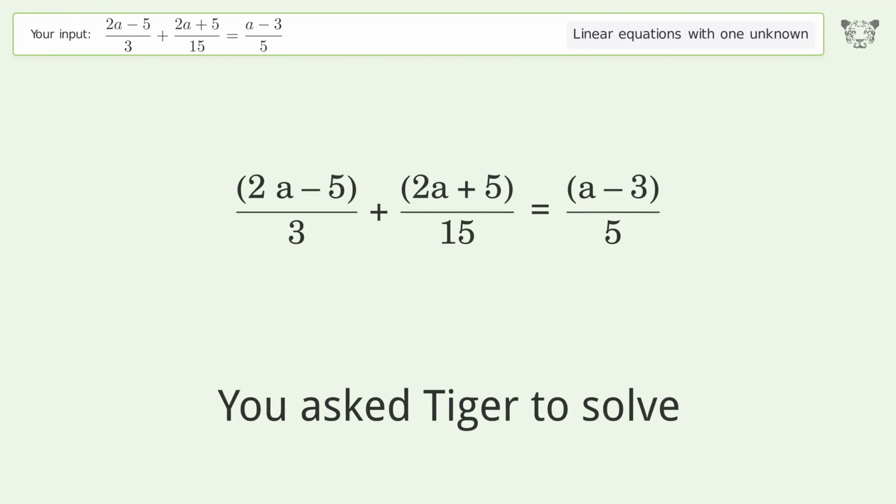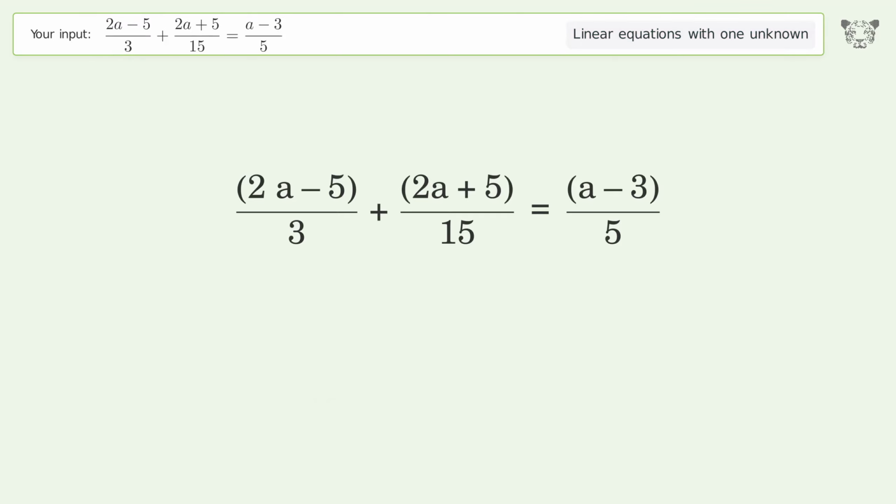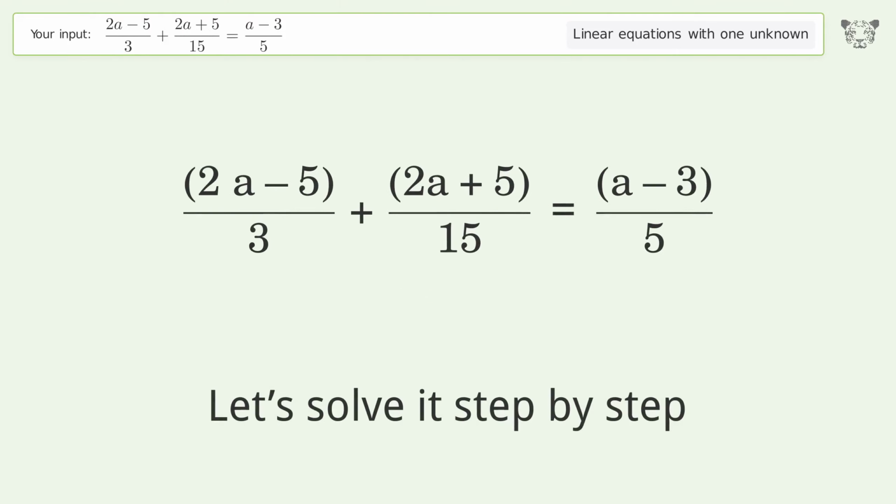You ask Tiger to solve. This deals with linear equations with one unknown. The final result is a equals 11/9. Let's solve it step by step.